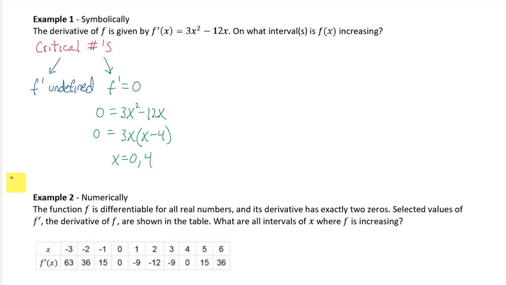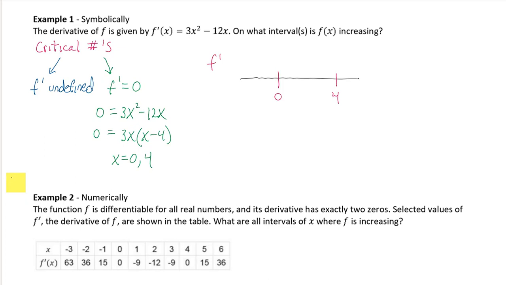Those are my critical numbers in this case. So what I want to do with those is set them up on a number line, similar to what we did in Unit 4 with our position, velocity, and acceleration functions. So I'm going to have two numbers on my number line here. We also call this a sign chart. And what we want to do is find out what f prime of x is doing in between those numbers and outside of those numbers as well.